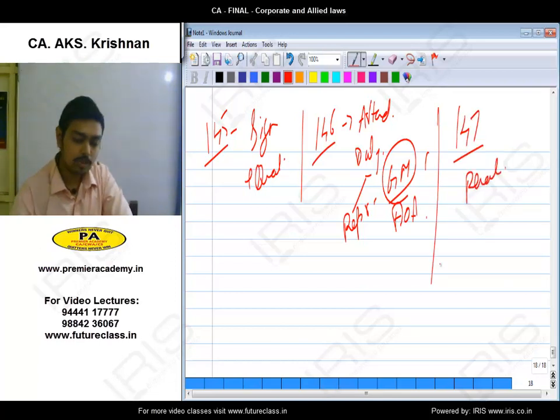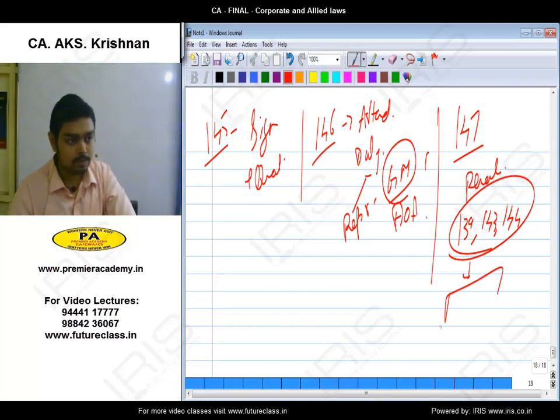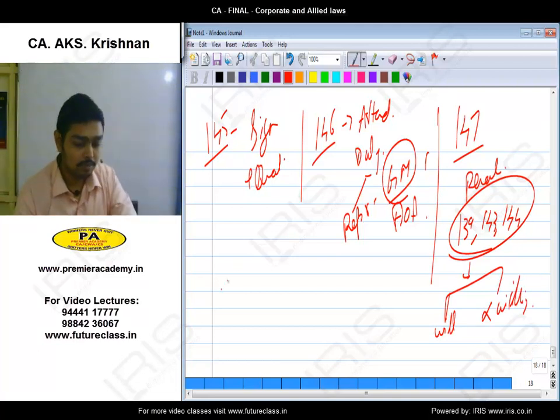Penalty. Mostly for sections 139, 143 and 144, he will be heavily penalized. And there are 2 types of penalty: one is willful, another one is non-willful. Understood? Then what are the penalties? Tell me. He has to refund the fees.